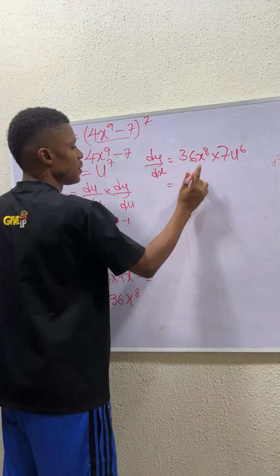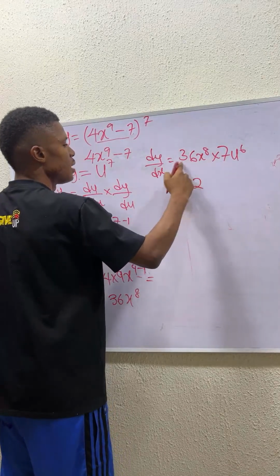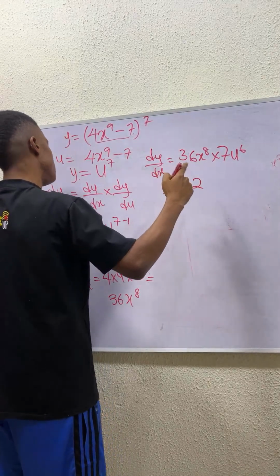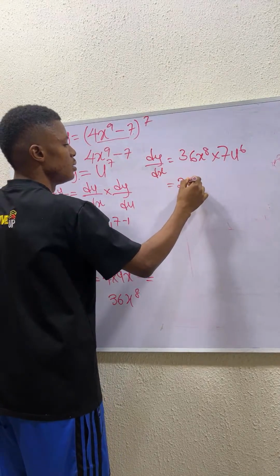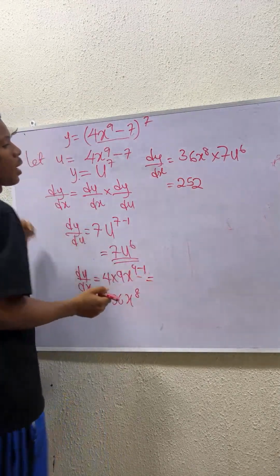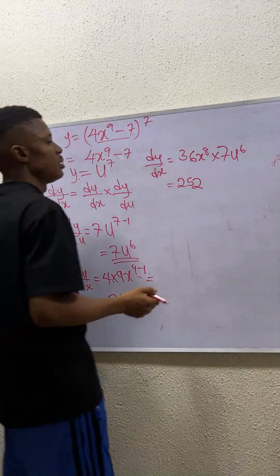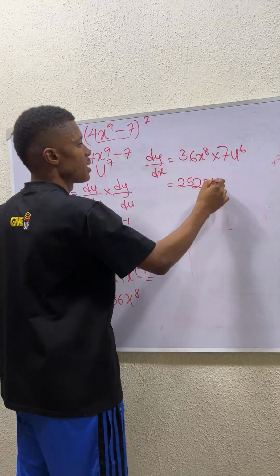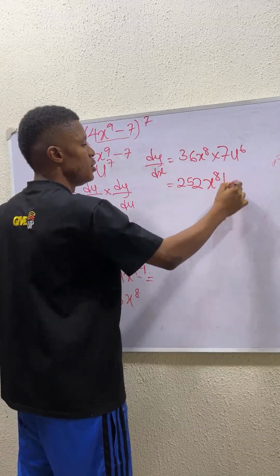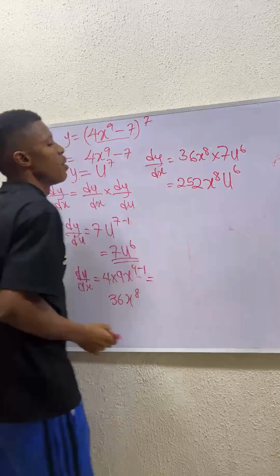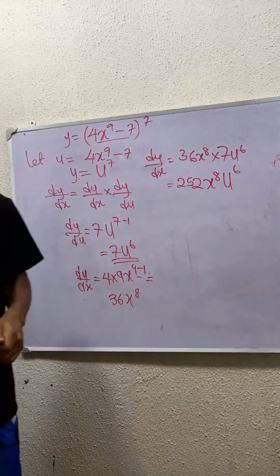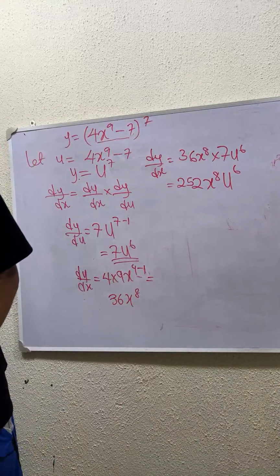7 times 6 is 42. We'll drop the 2. 7 times 3 is 21, and 21 plus 4 is 25. So we'll have it like this: 252, x power 8, then u power 6. So here we are going to put back the exact value of our u.